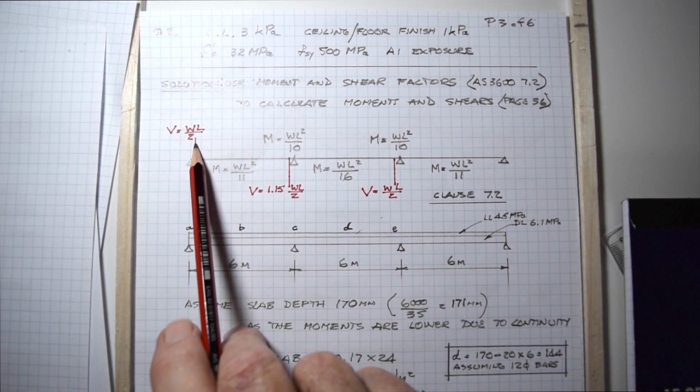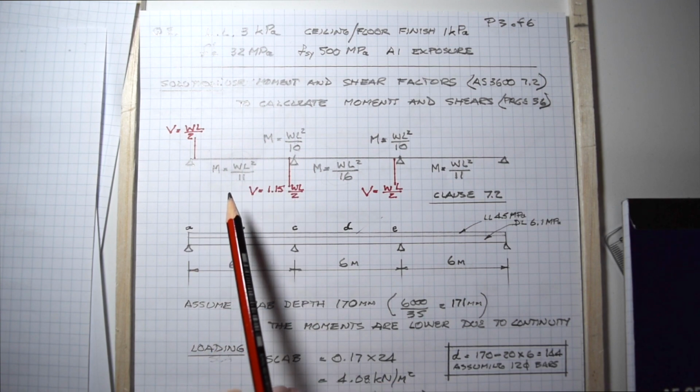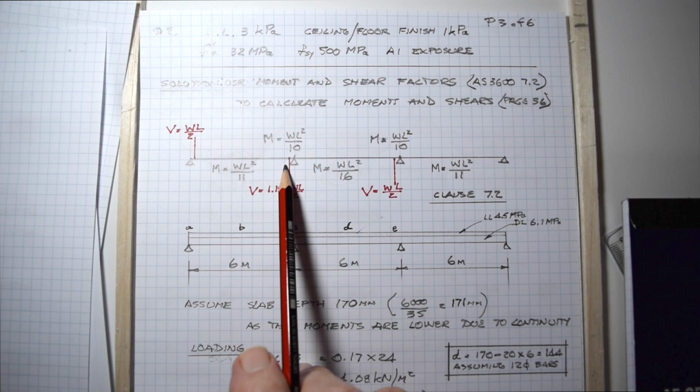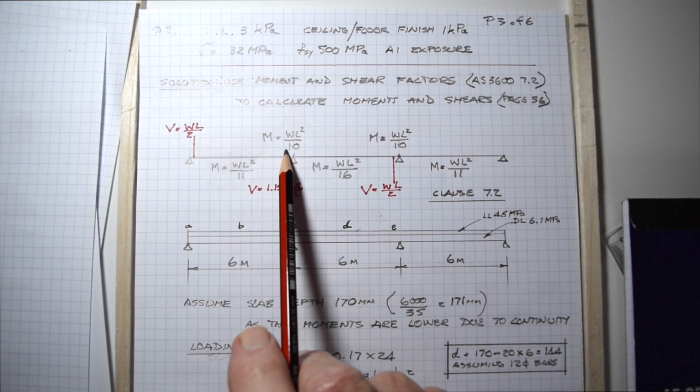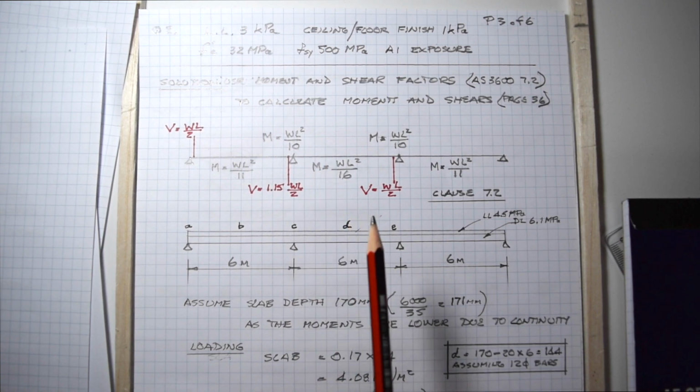These are your shear forces computed on the basis of the tables given to you. This is the only one that's elevated or escalated, the shear force to this side of the support, which is 1.15 multiplied by WL over 2.